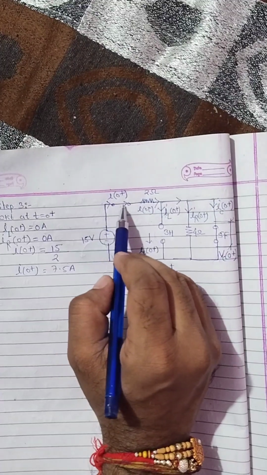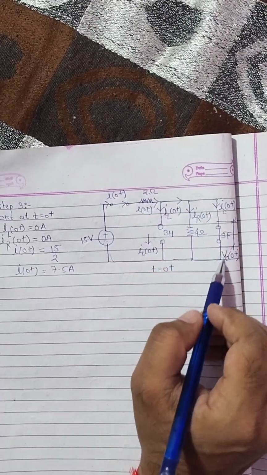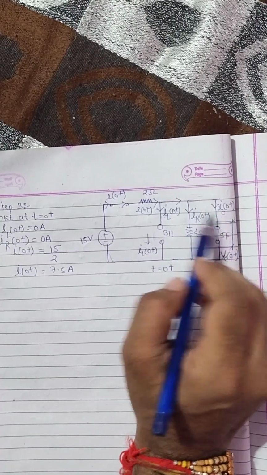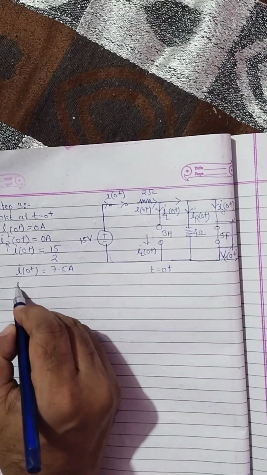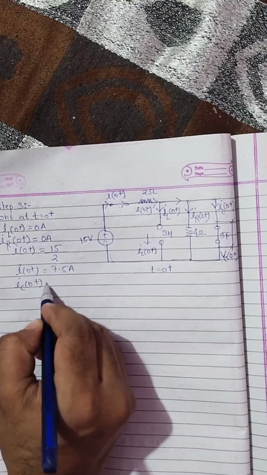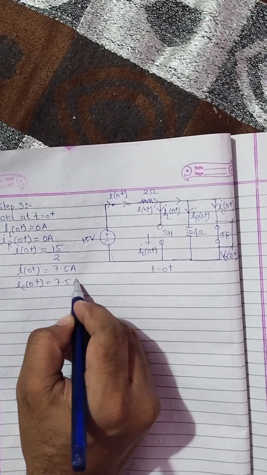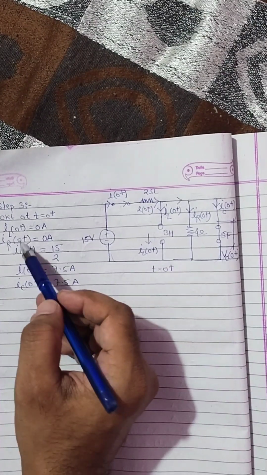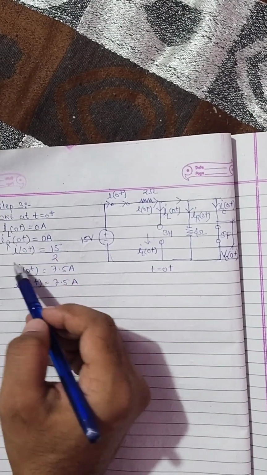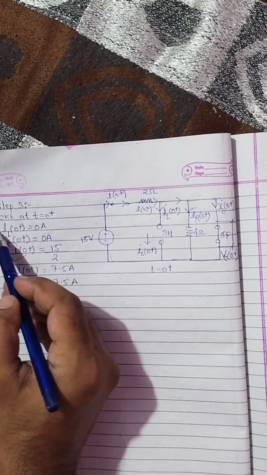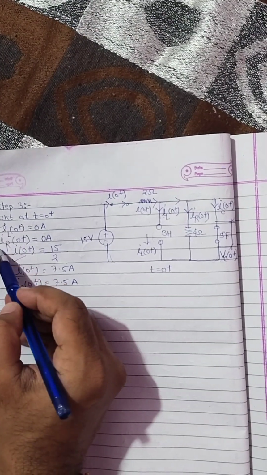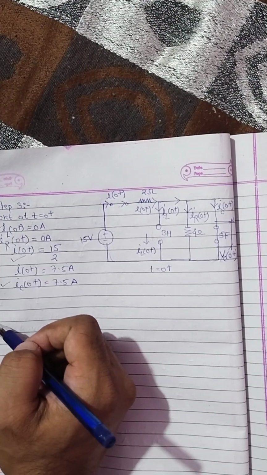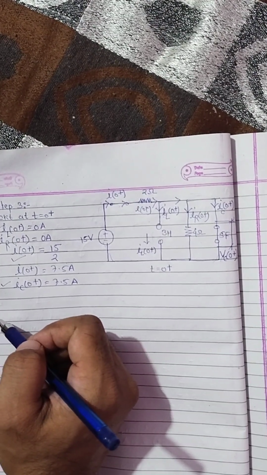Since this I0+ totally flows through this capacitor path, we can say that IC0+ is also equal to I0+. So IC0+ equals 7.5 ampere. So we can see that we have calculated all of the branch currents: I0+, IL0+, IR0+ and IC0+.